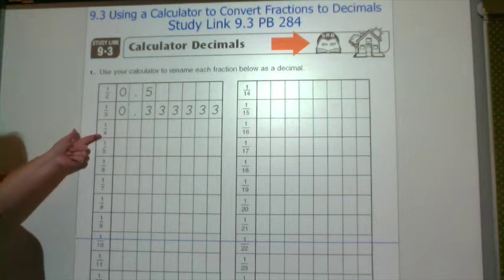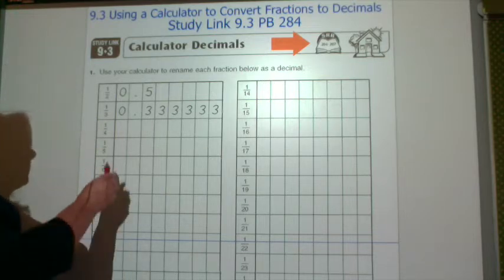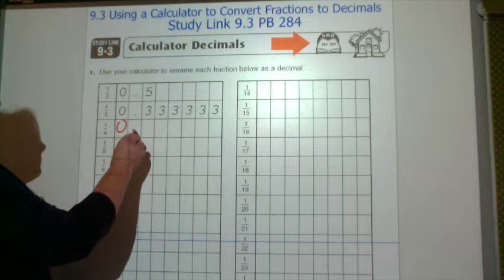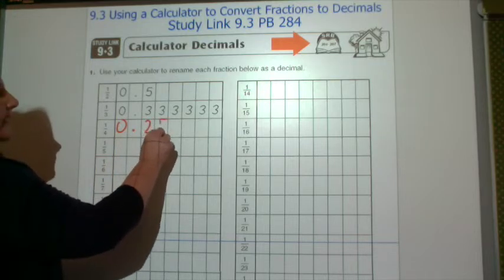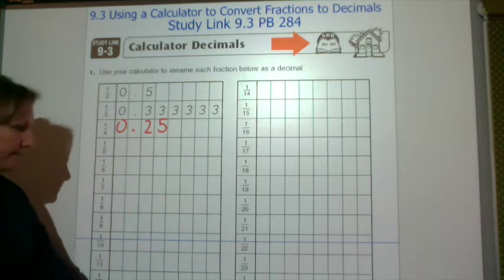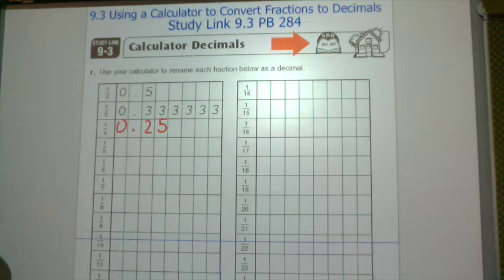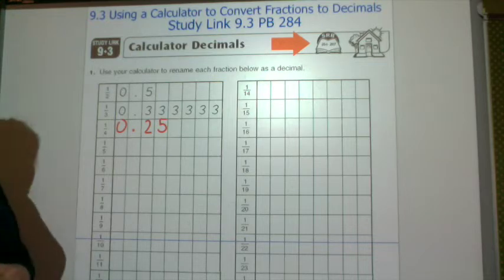Okay, go ahead and do the next one. 1 divided by 4. You should get 0 point and 25 hundredths. Awesome job. I would like you to take a few minutes right now. Go ahead and finish that whole page and come back to the second part of the video.